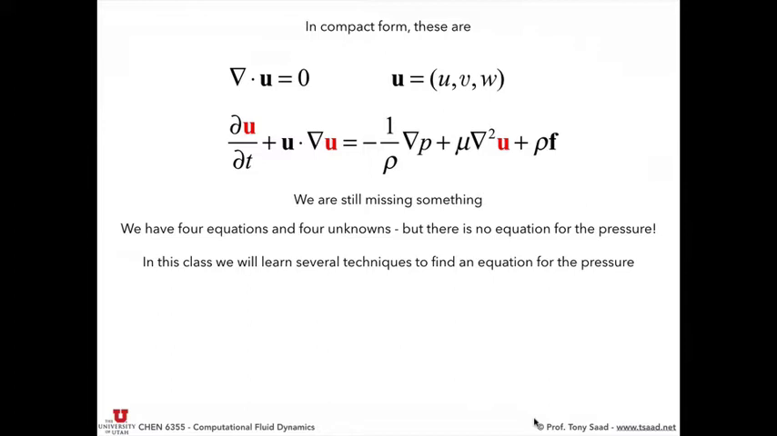Okay, so now this is the mathematical model. But is it ready to go to a computer? No, because we have four unknowns, u, v, w, and p. Remember, the density is constant because the flow is incompressible. There's a typo there. There should be no rho f over there. So we have four unknowns, u, v, w, and p. Mu, the viscosity, is constant, and rho is constant.